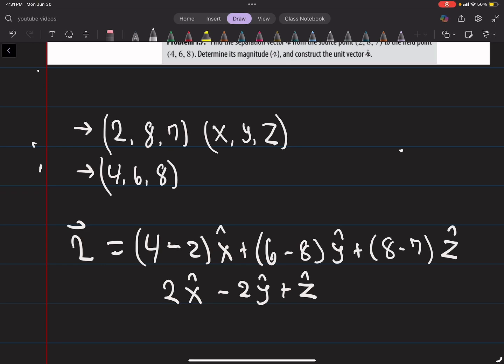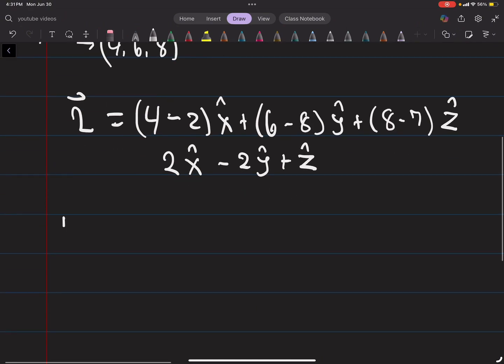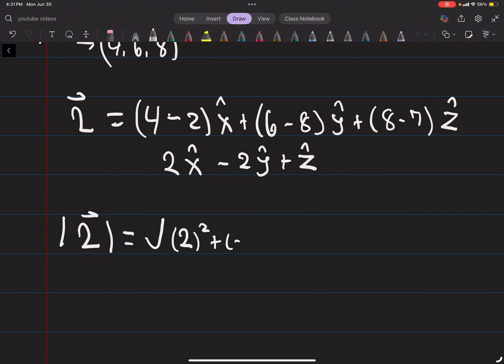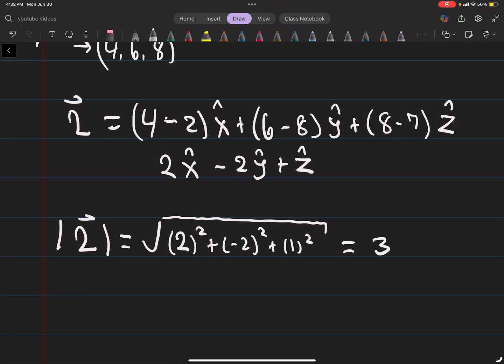That's not too bad. If we want to find the magnitude of vector script R, we just do the square root of the components squared. So 2 squared plus (minus 2) squared plus 1 squared. So 2 squared is 4, so we have 4 plus 4 plus 1, right? So that'll be 4 plus 4 is 8, plus 1 is 9, square root of 9 is 3. So that's the magnitude of the vector.